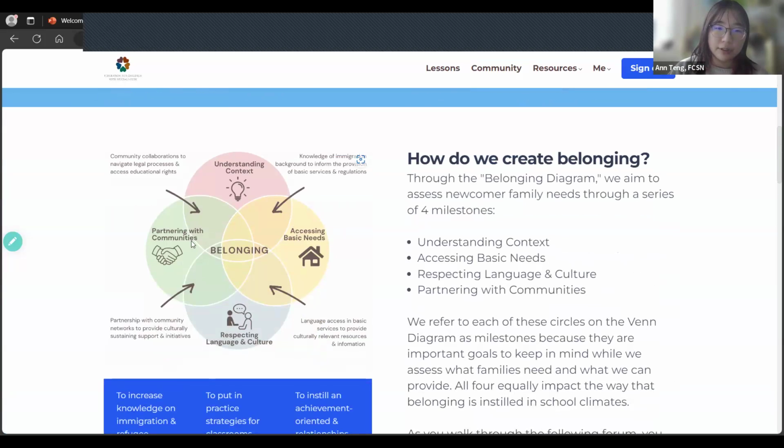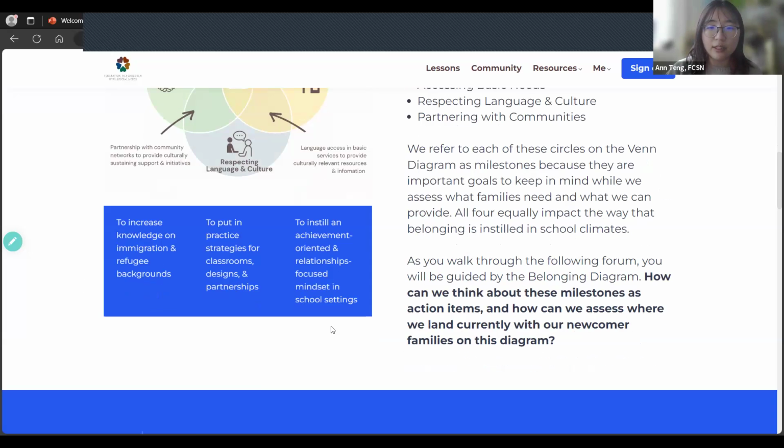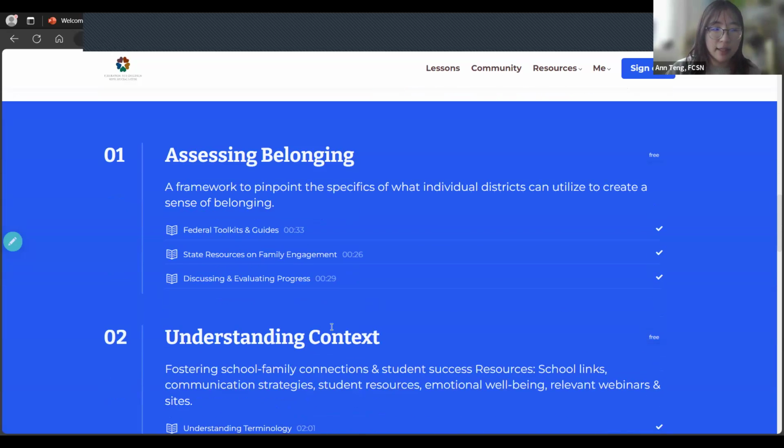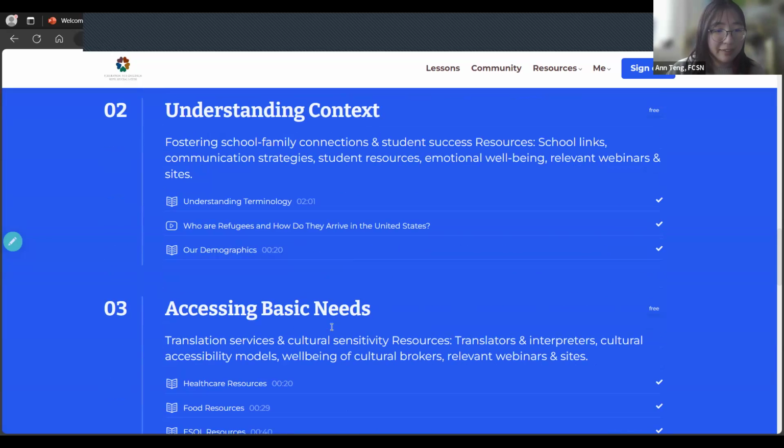On the homepage, you'll see a little bit on the belonging diagram. This is written in a way that is as accessible as possible for folks to really understand what the diagram means to the work that we're doing. And there is an image on the left with arrows that pinpoint intersections within these different milestones that we had just explained.